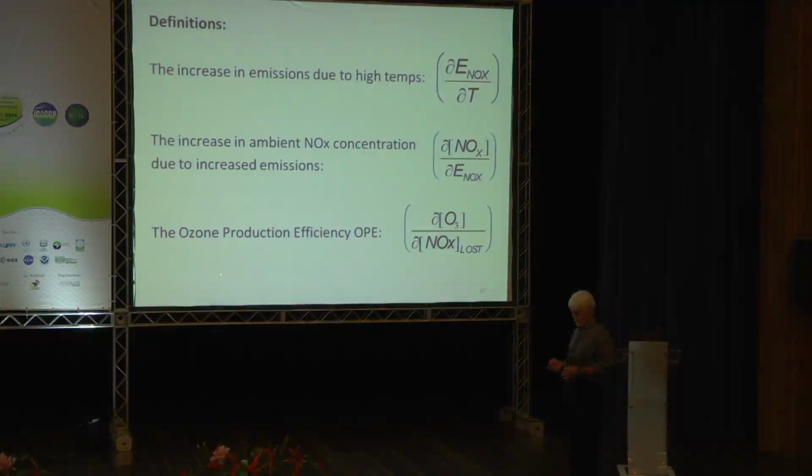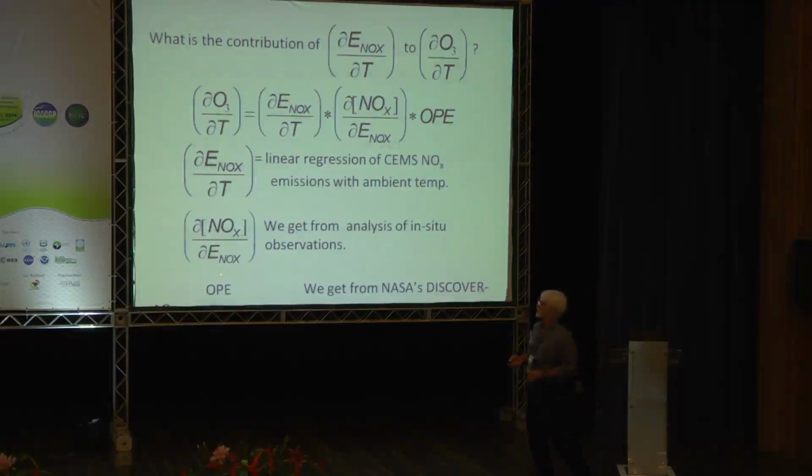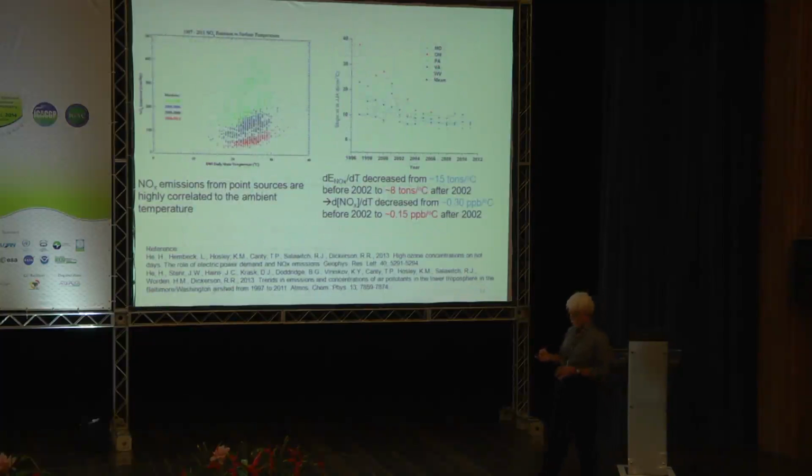And then there's the ozone production efficiency that we can get from direct observations. Ozone production efficiency is defined as the number of ozones you get per NOx molecule that you oxidize away, that you consume. So we use some DISCOVER-AQ data, direct observations, to get the ozone OPE, ozone production efficiency. We put it all together, and you can get the fraction of the climate penalty responsible that we can attribute to emissions, temperature-dependent emissions from power plants.